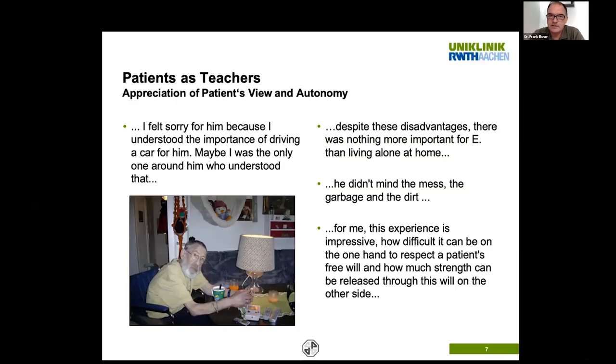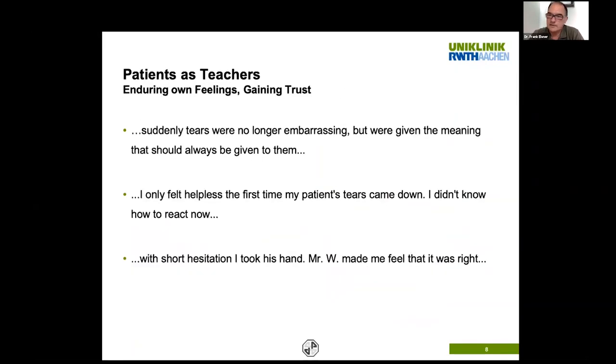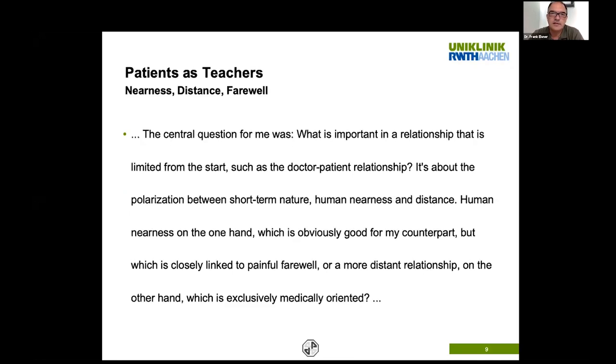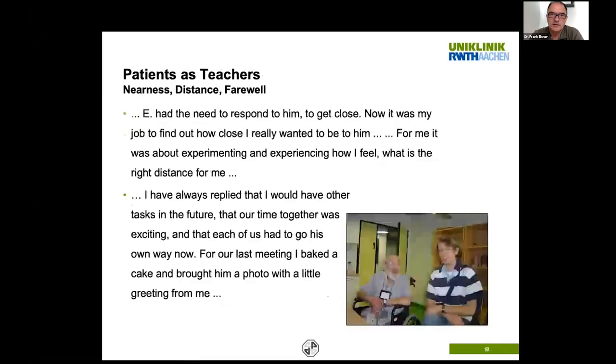And here the patient on the photo, despite these disadvantages, there was nothing more important for E than living alone at home. He didn't mind the mess, the garbage, and the dirt. For me, this experience is impressive, how difficult it can be, on the one hand, to respect a patient's free will, and how much strength can be released through this will on the other side. And in terms of the time, I cannot read all these quotes here by the students, but maybe I can give you a handout if anyone is interested, so that you can read these quotes later on.